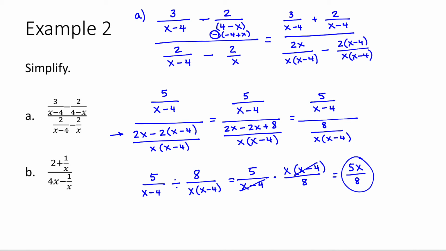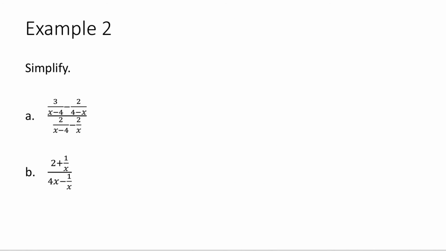Okay, so now let's take a look at B. So I'm going to clear this off because, wow, that took up a lot of space. Okay, so let's try part B. Here I have 2 plus 1 over x all over 4x minus 1 over x.